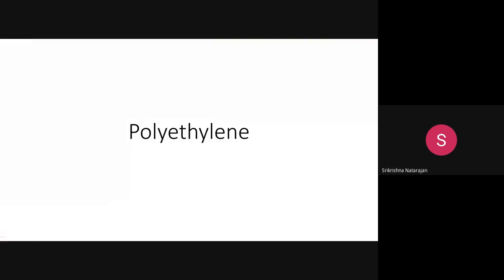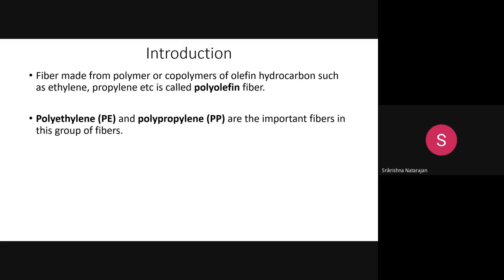So today we are moving on to a new topic, a new unit. The topic is polyethylene. Here the fibers are made from the polymer or copolymer of olefin hydrocarbon. Olefin hydrocarbon means olefin, which has some double bond, like ethylene, propylene. Those polymers or copolymers from which the fiber is made are called olefin fibers.